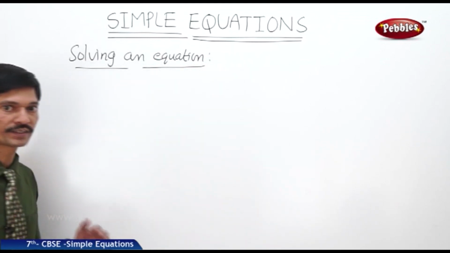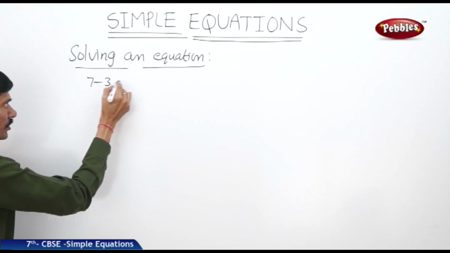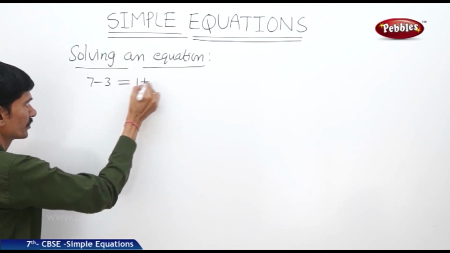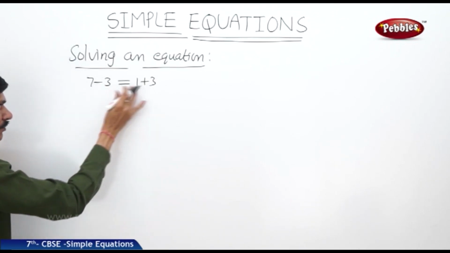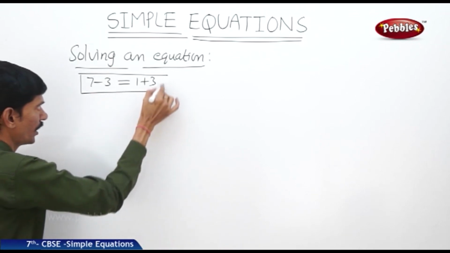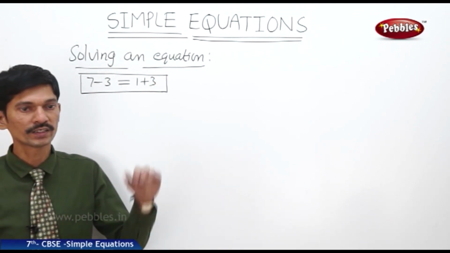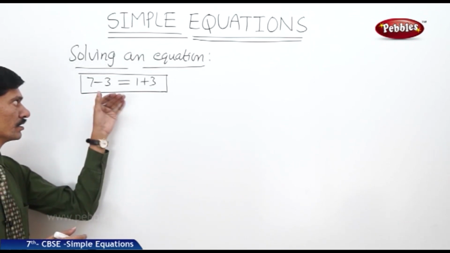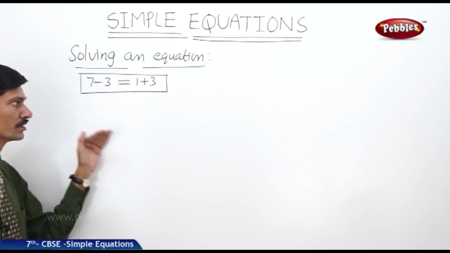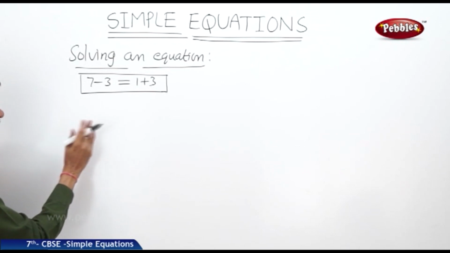Now let us take an example. 7 minus 3 is 4. So that is same as 1 plus 3. So here 7 minus 3 is same as 1 plus 3. So this is an equation. Now if you add the same number to both sides of the equation, does the equality remain the same or not, means does the equality remain undisturbed or not? Now let us add the same number to both sides of an equation.